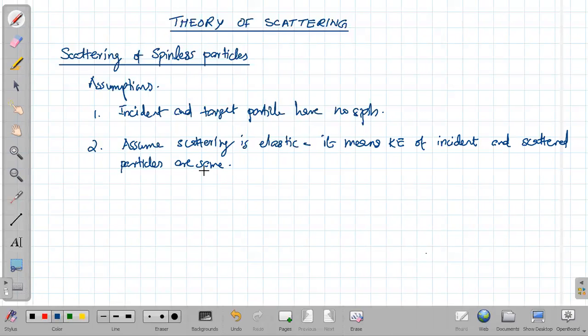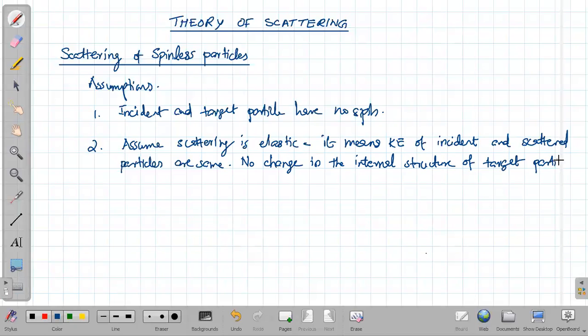If that is the case, then the kinetic energy of the incident particle is not used to change the internal structure of the target particle. In other words, elastic scattering means we are not considering the internal structure of the target particle. So there is no change in the internal structure of the target particle during the process. The internal structure of the target particle remains unaffected in the elastic scattering.